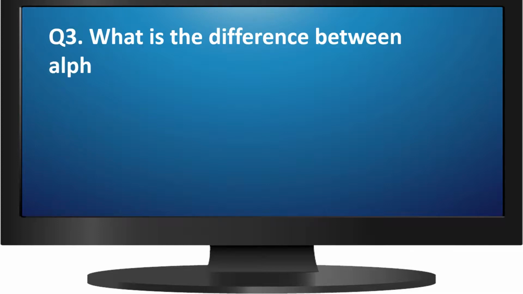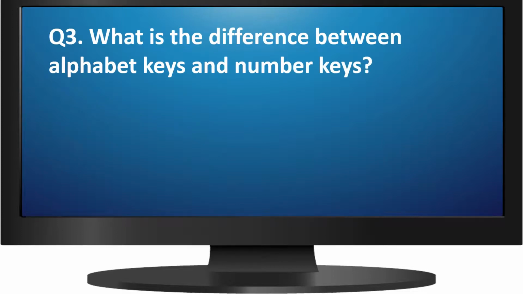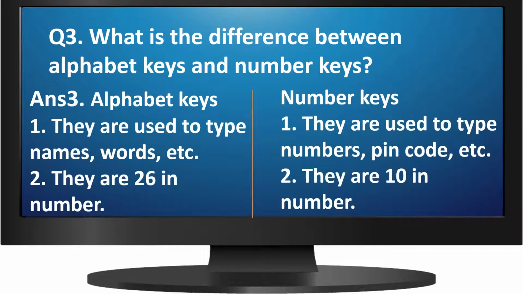Question number 3 is, what is the difference between alphabet keys and number keys? You have to write the difference between the alphabet keys and the number keys. Answer is, number 1, alphabet keys are used to type names, words, etc. Whereas number keys are used to type numbers, pin code, etc. Number 2, alphabet keys are 26 in number, whereas number keys are 10 in number.